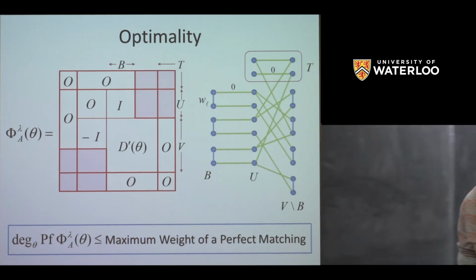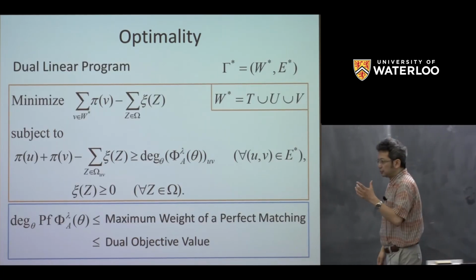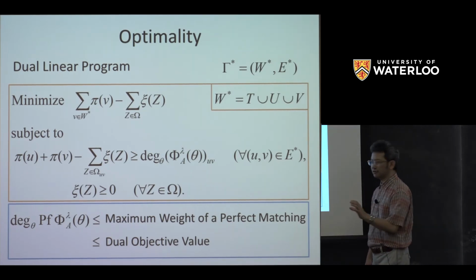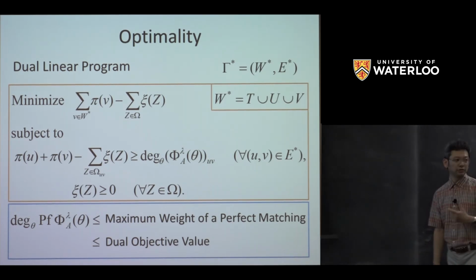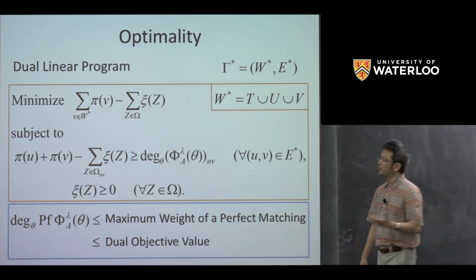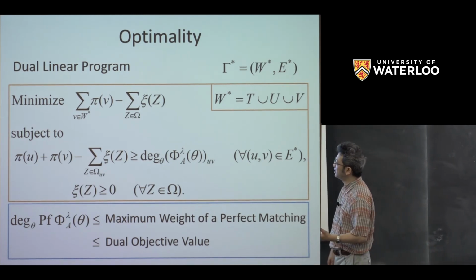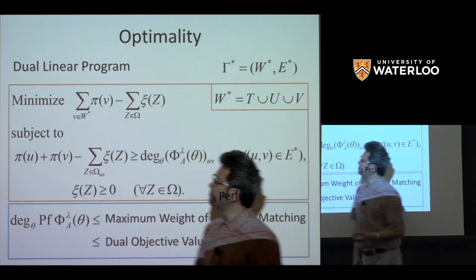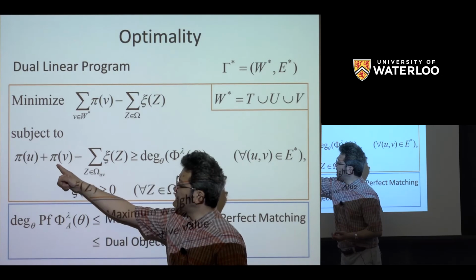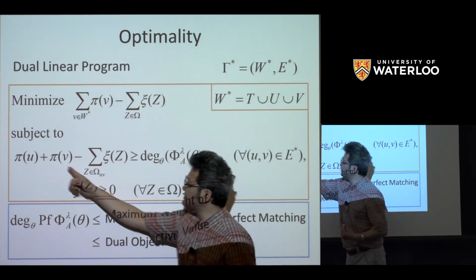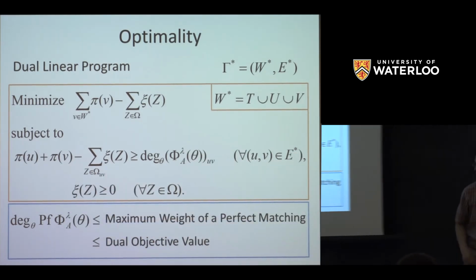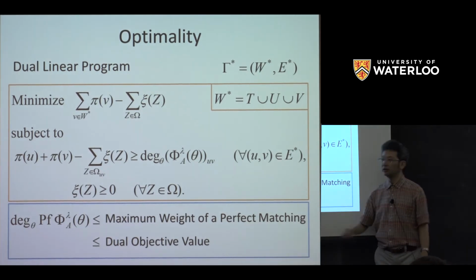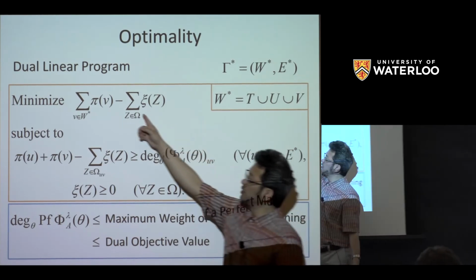Now, to understand this upper bound, we should consider the dual linear program of this maximum weight perfect matching problem. And this is written like this. So here we have dual variables attached to vertices and also the blossom variables. Okay? And we know that this maximum weight of the perfect matching is at most the dual objective value. The dual objective value is given like this.